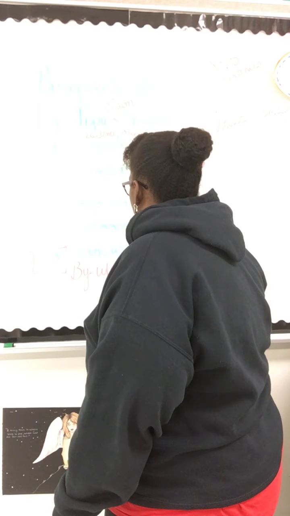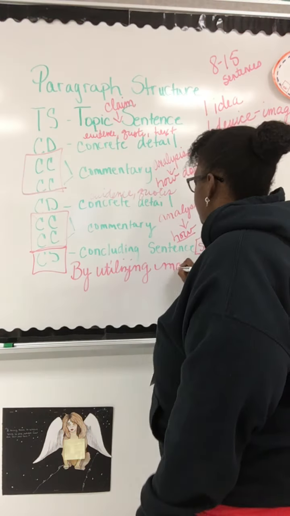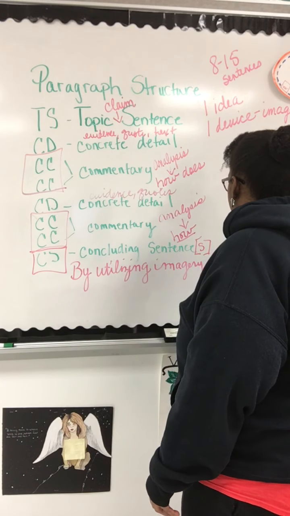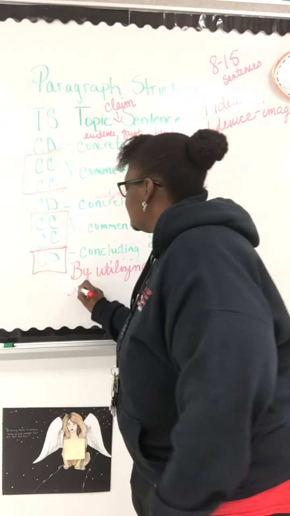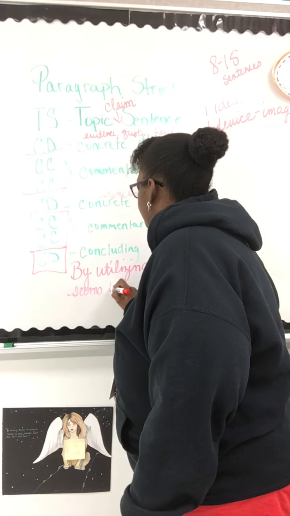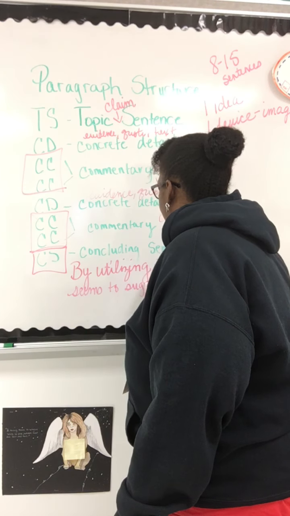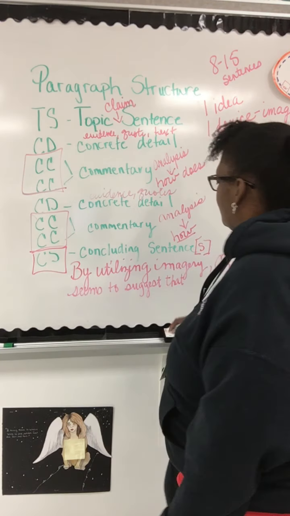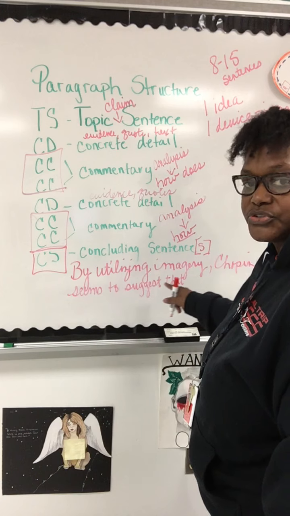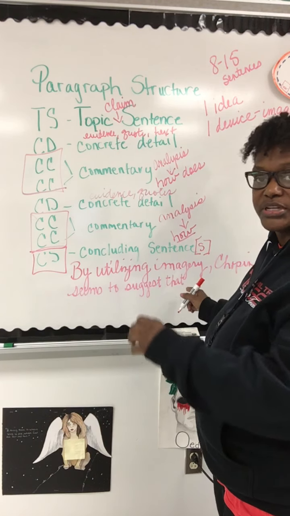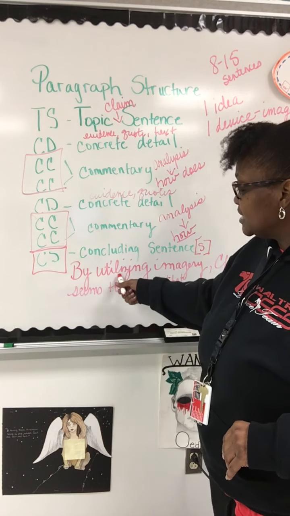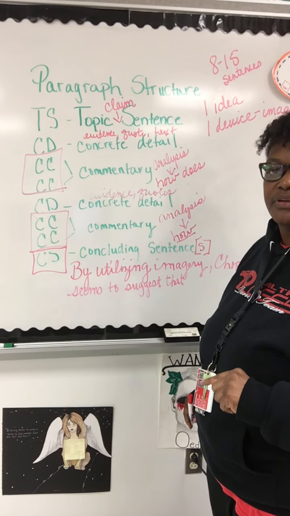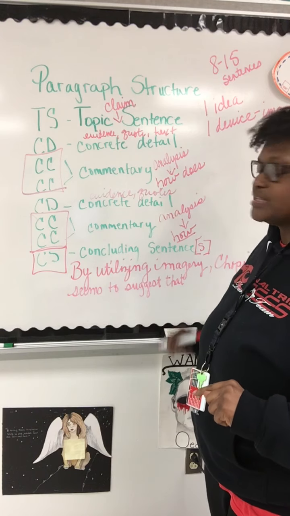by saying, by utilizing imagery, Chopin seems to suggest that. All right? This is how I want you to start all of your concluding sentences in your paragraph. When I see this line, I'm going to know, oh, this person is about to tie up their end of their paragraph. There's no more evidence that they have to say.